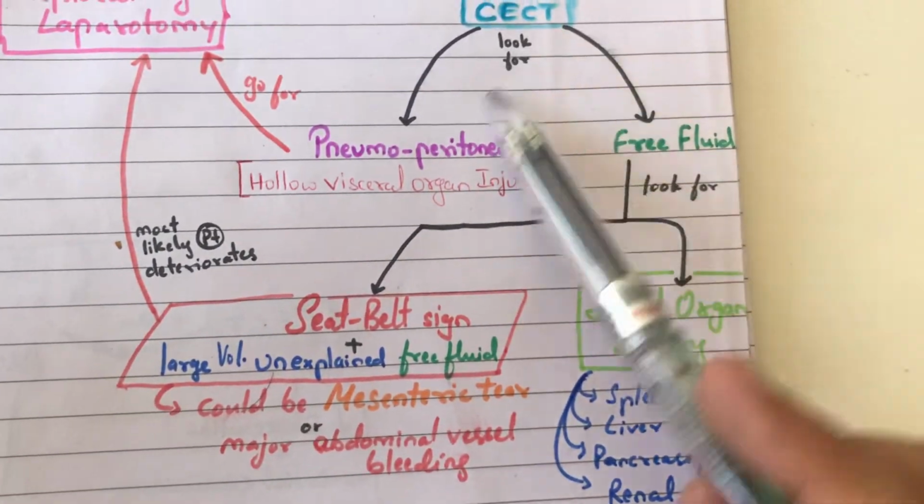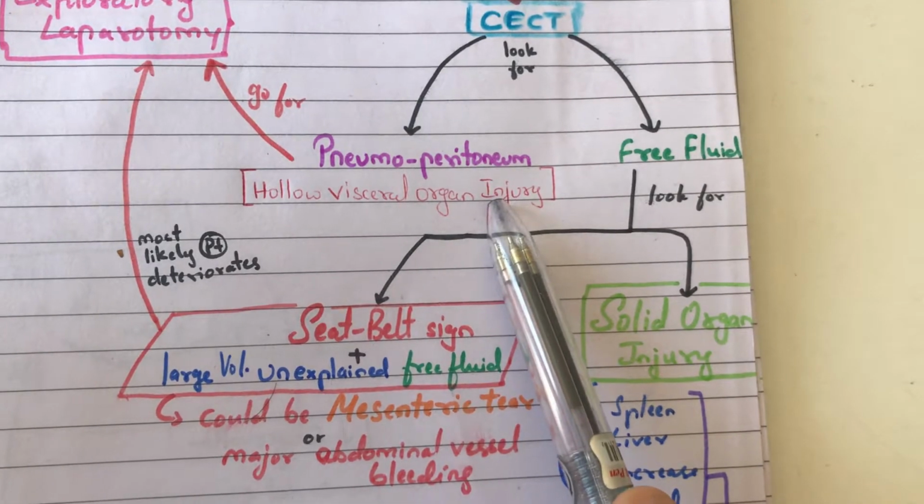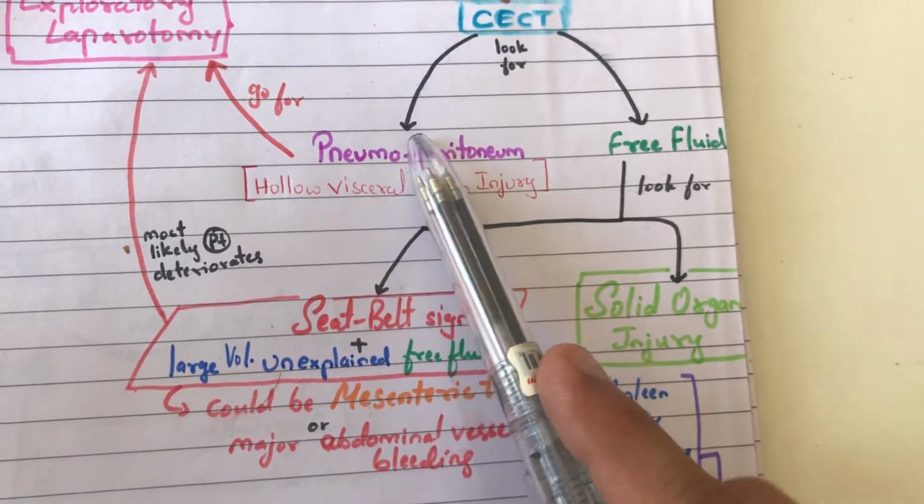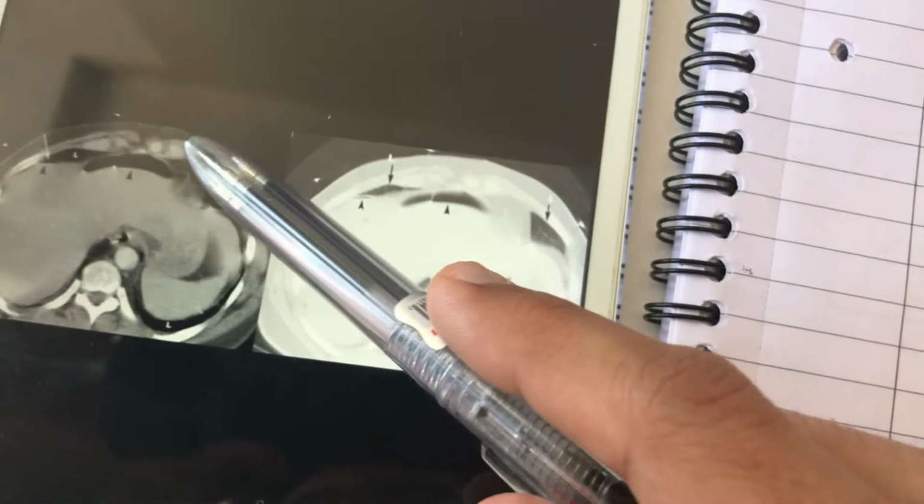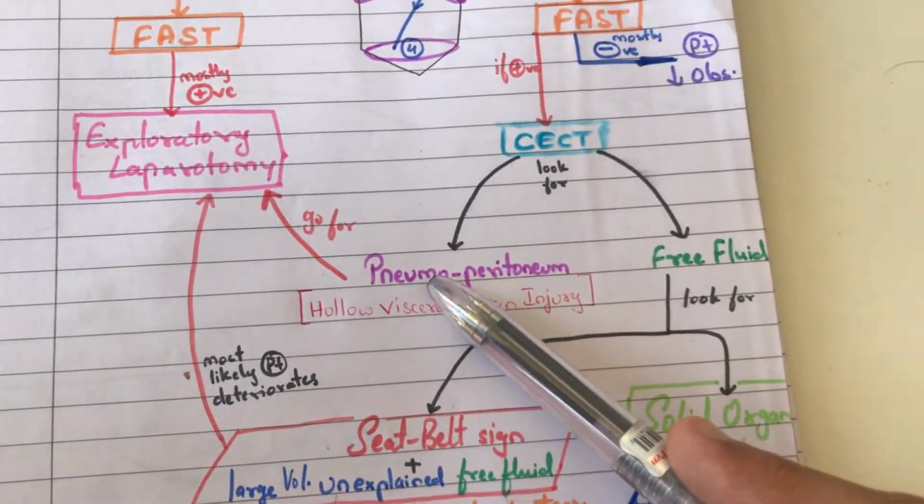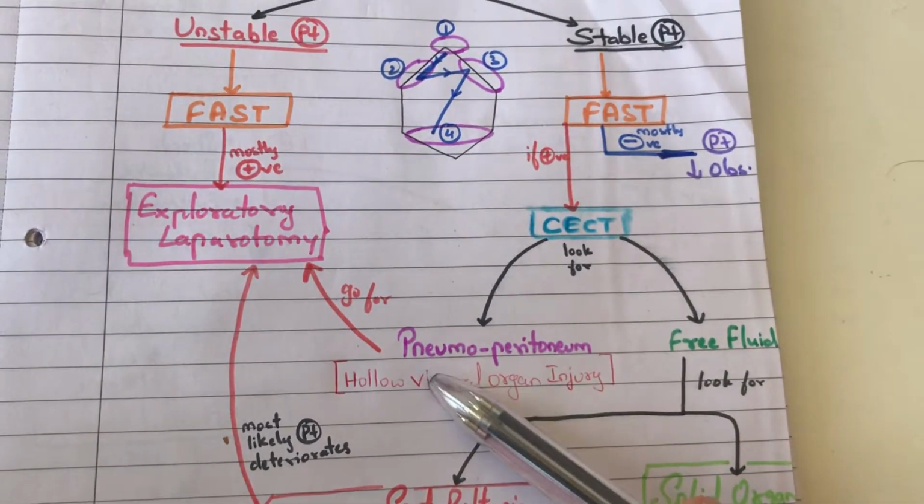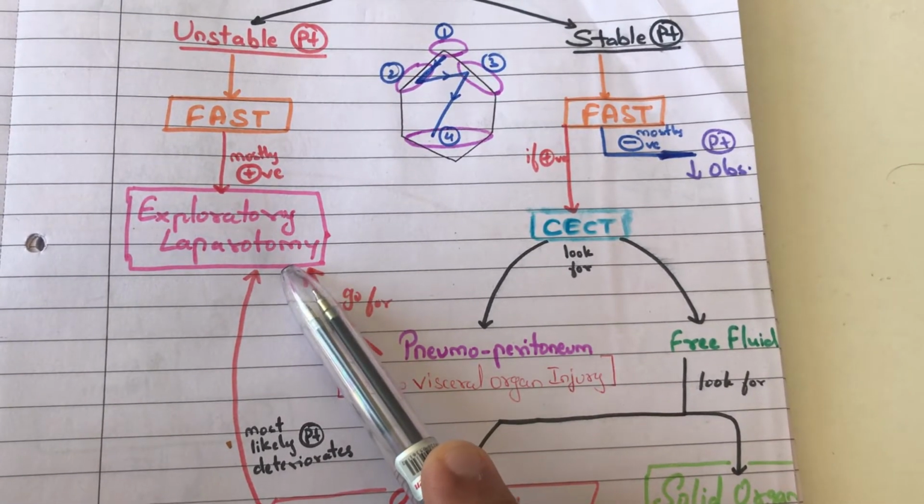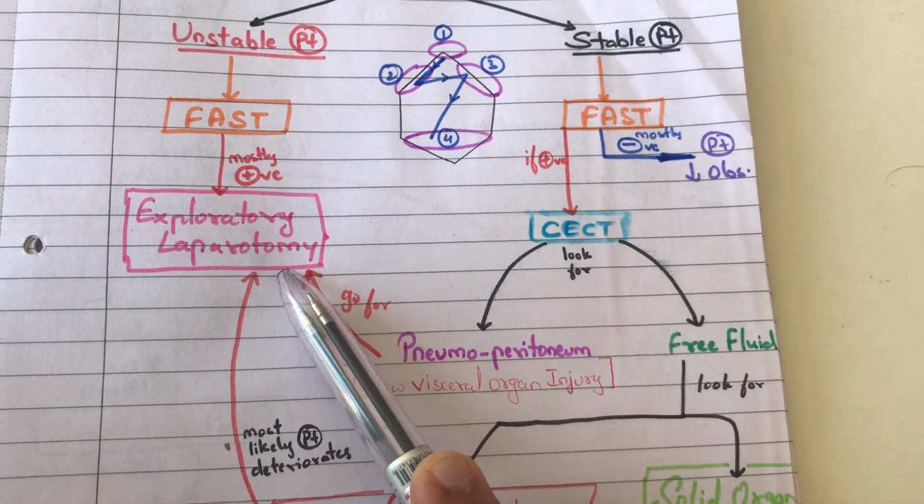intestine. So as I mentioned here, hollow viscous organ injury leads to pneumoperitoneum. And if it is seen positive here, that means the patient has some perforation, bowel perforation, and he needs immediate exploratory laparotomy and fix that perforation site.